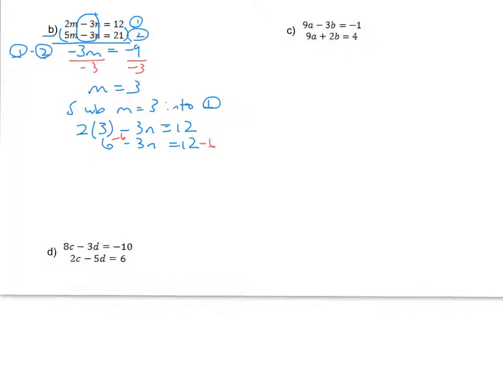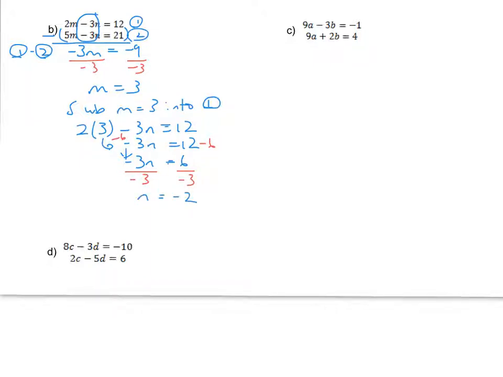We're going to have negative 3n, remember the sign comes down with it. That was supposed to be an arrow, sign comes down with it. And then 12 take away 6 would be 6. Divide both sides by that negative 3 because it's multiplying the n, and we get n is equal to negative 2.